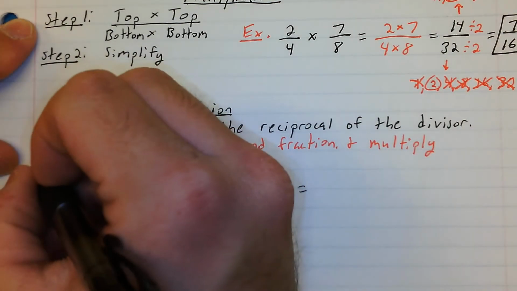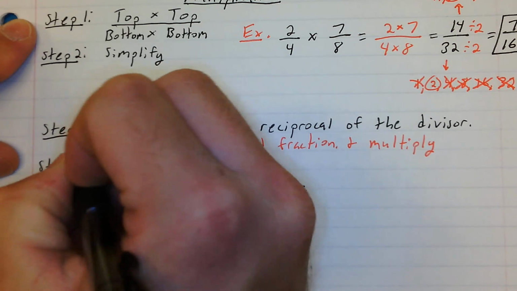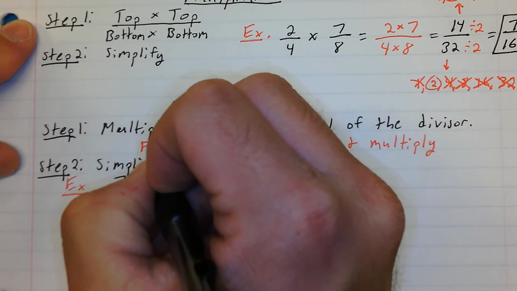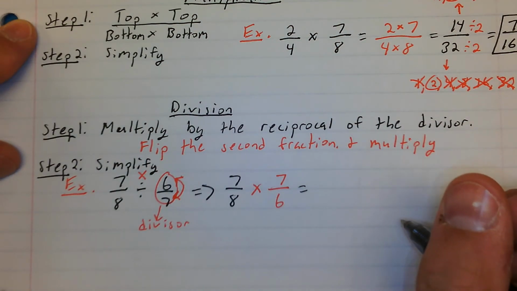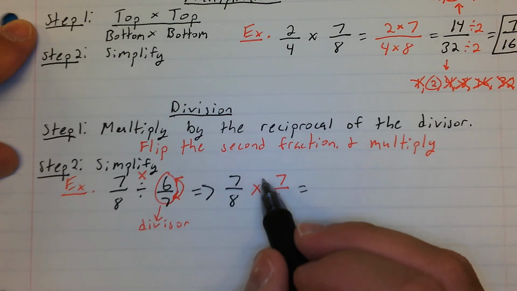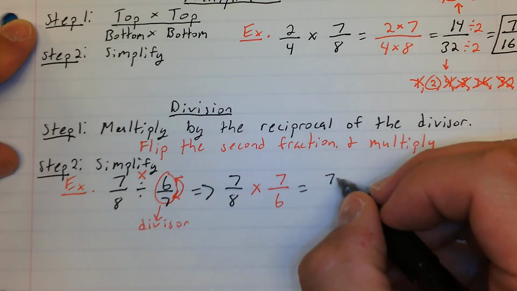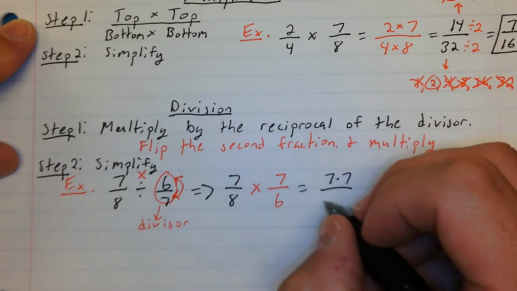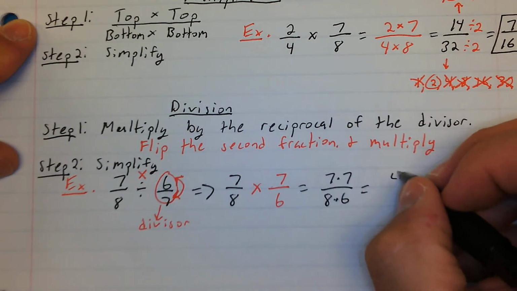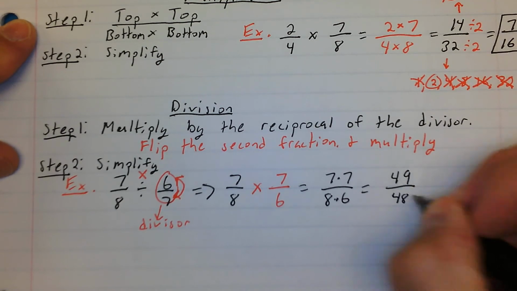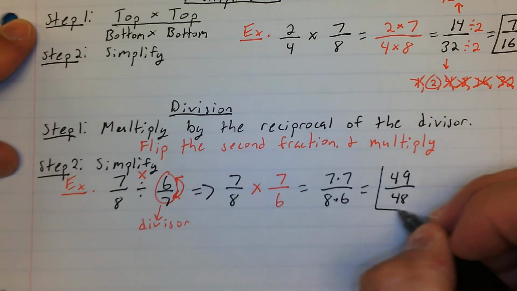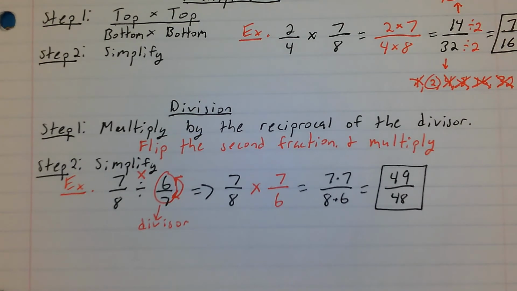Oh, before I get too far, I forgot step number 2. Step 2 is going to be simplify. We always simplify. So all we do here now is we're going to follow multiplication. 7 times 7, top times top, bottom times bottom, 8 times 6. So that would be 49 over 48. We cannot simplify any further. 49 and 48 do not have any common factors. Therefore, that is my answer.